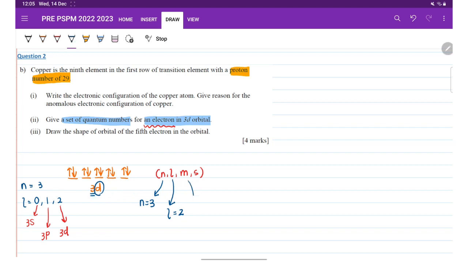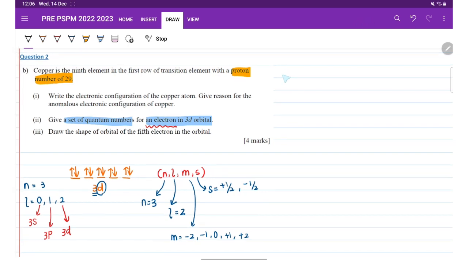M here is based on the value of L: negative 2, negative 1, 0, positive 1, and positive 2. And our S is fixed, so S is equal to positive half or negative half. Since it asks to write only one electron, you can choose any combination here.